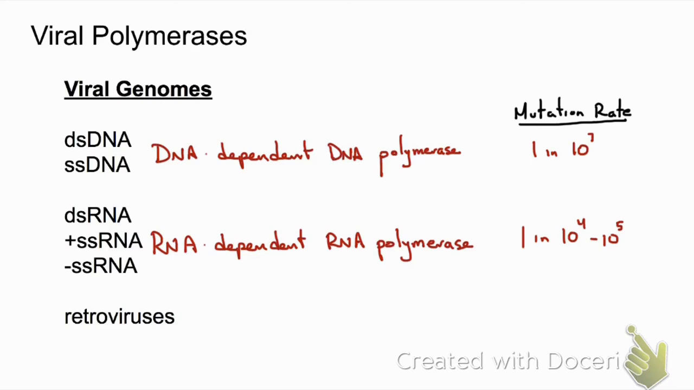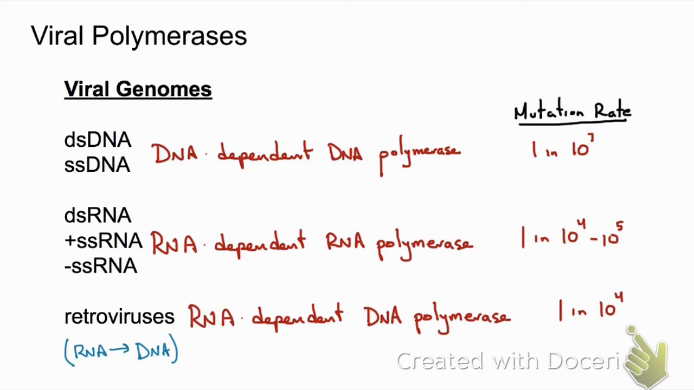Retroviruses, like HIV, are viruses that take their RNA genome and convert it into DNA before integrating that DNA into the host genome. They require an enzyme known as reverse transcriptase, which is an RNA-dependent DNA polymerase. This reverse transcriptase enzyme is low fidelity, making one mistake in every 10,000 bases.